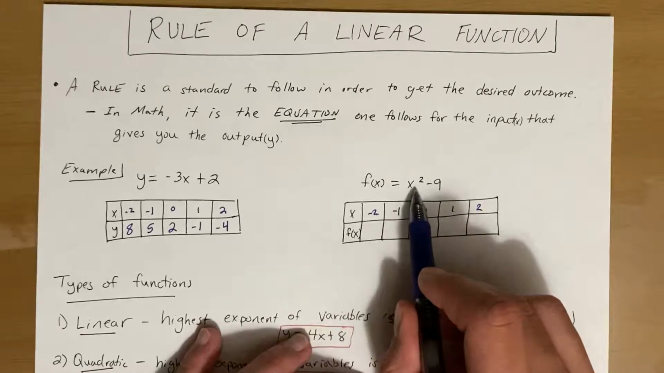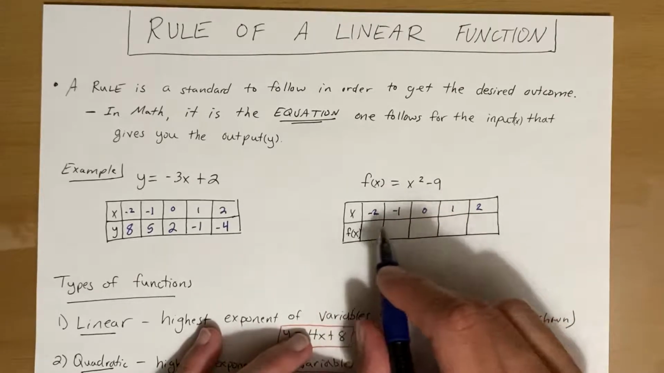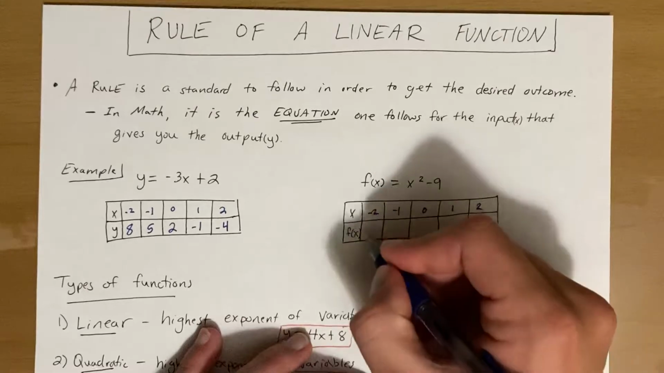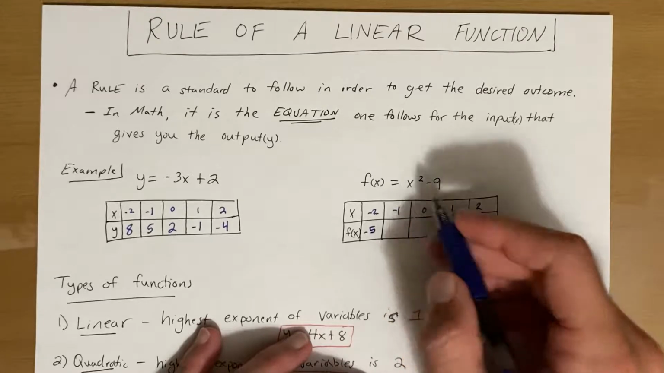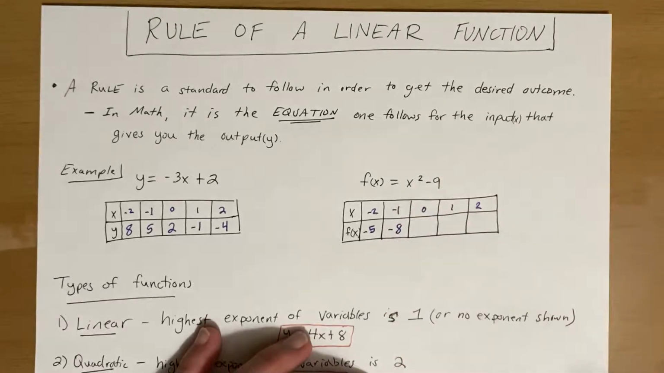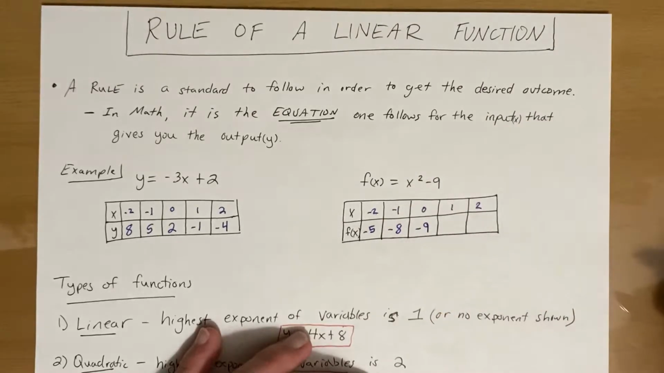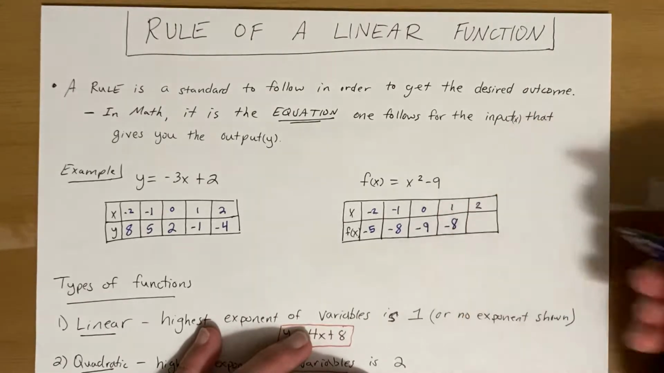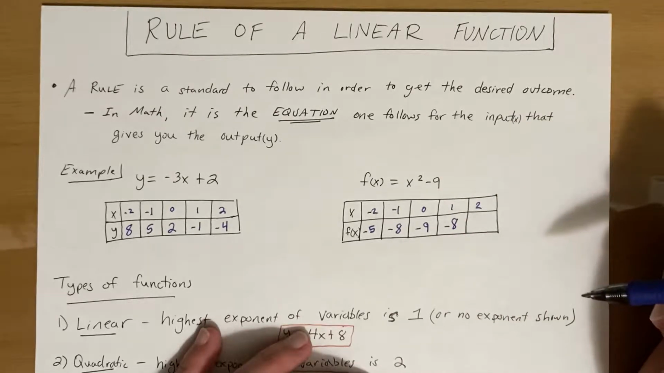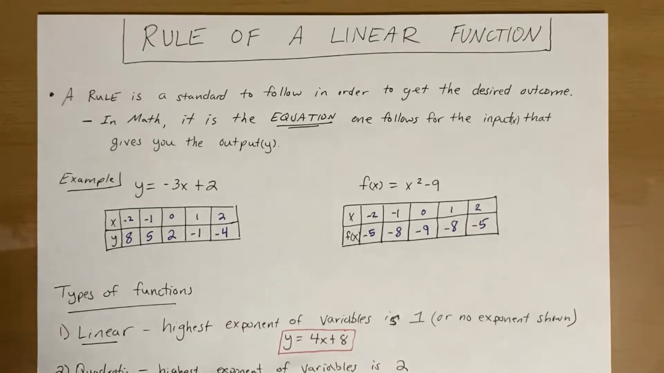So if I have -2 squared, well, a negative times a negative is going to give me a positive, right? So that would be 4. -2 times -2 is 4. 4 minus 9 gives me -5. Okay, -1 squared would be 1. 1 minus 9, -8. 0 squared is 0. 0 minus 9, -9. 1 squared, also 1. 1 minus 9 gives me -8. 2 squared, 4. 4 minus 9, -5.